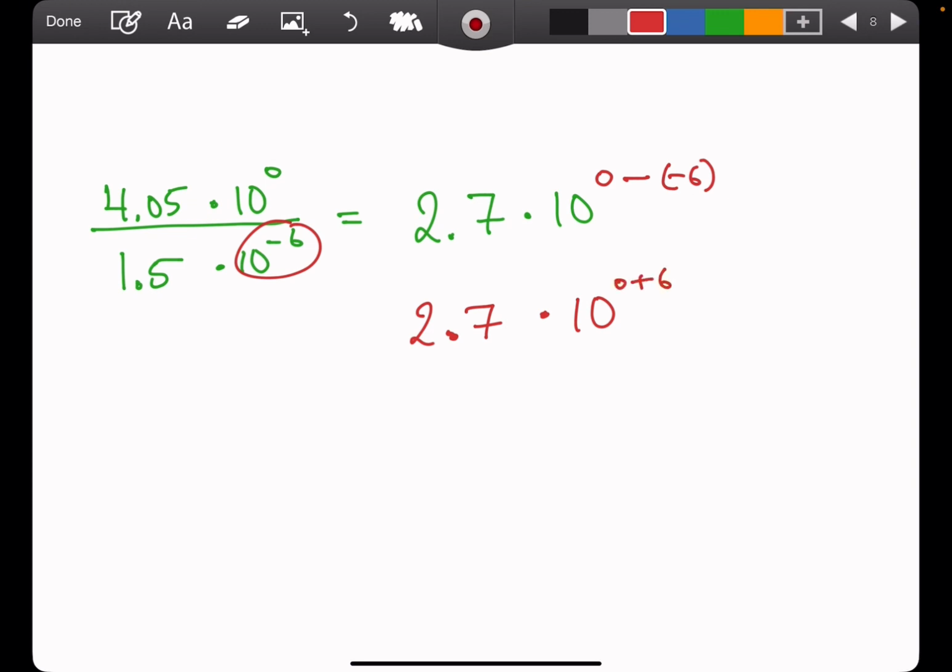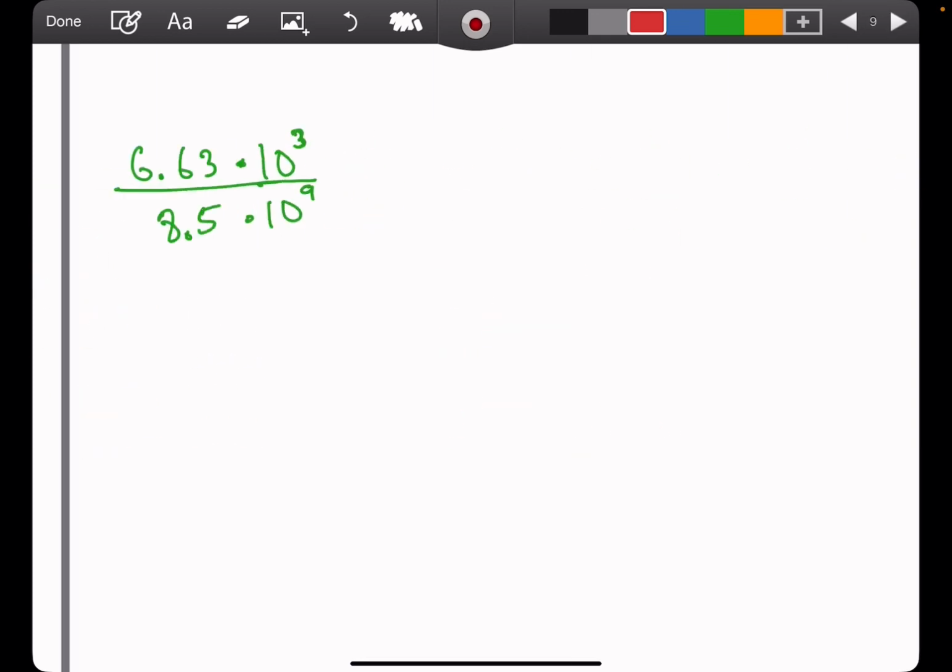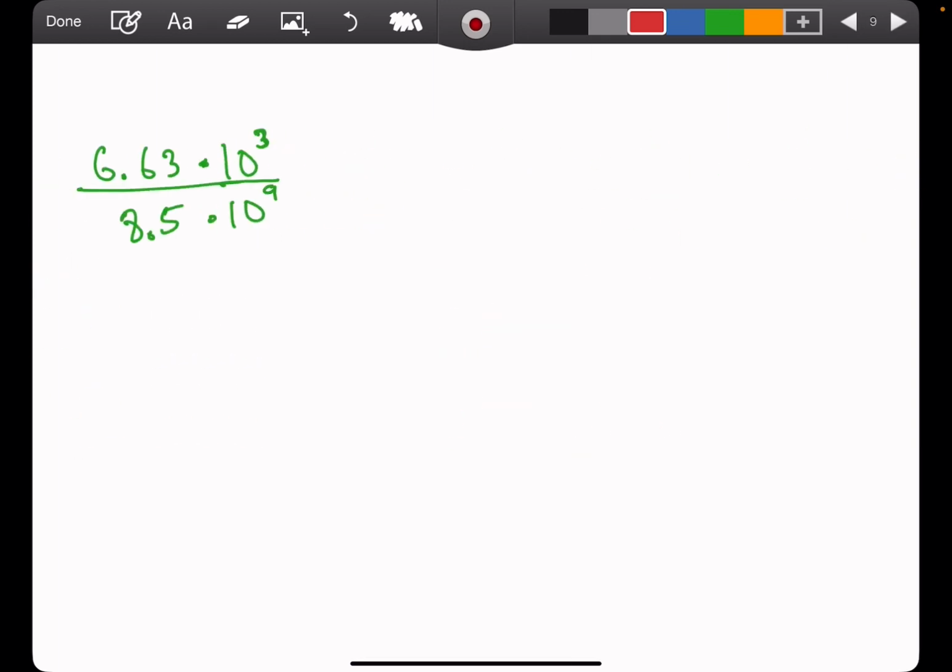Goggles, right? Remember goggles. And this is 2.7 times 10 to the power of what? 6. Is this a scientific notation? Yes. And now you are what? Done. Let's go to the next one. You know the drill. Let's go.